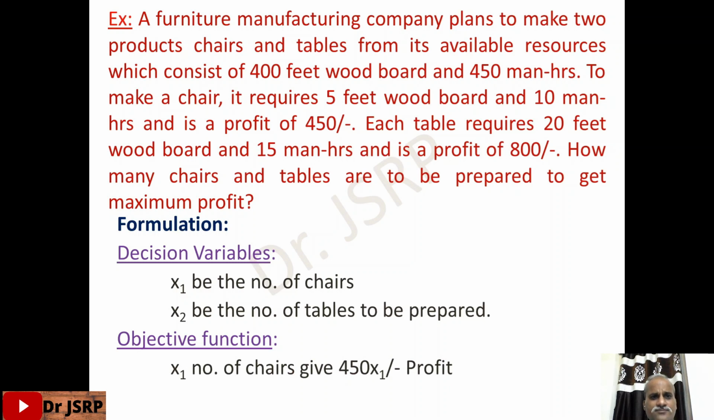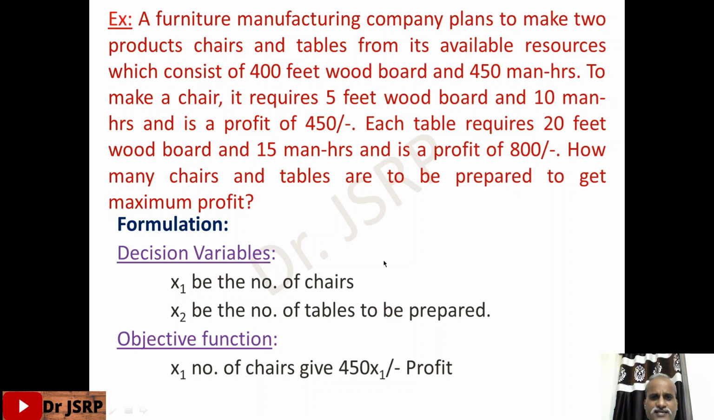Observe the problem. One chair: to make a chair, it requires 5 feet of wood board and 10 man hours and gives a profit of 450 rupees. So one chair gives 450 rupees. We have to manufacture x1 number of chairs. One chair gives 450 rupees profit, so x1 chairs give 450 x1 rupees profit.